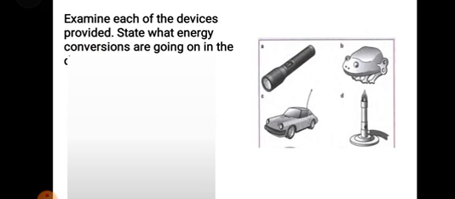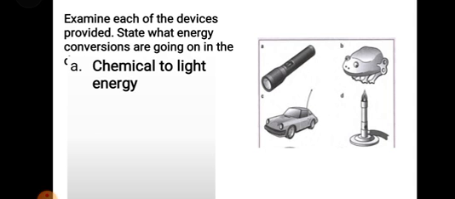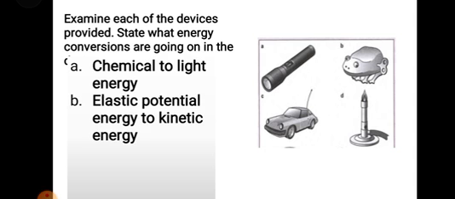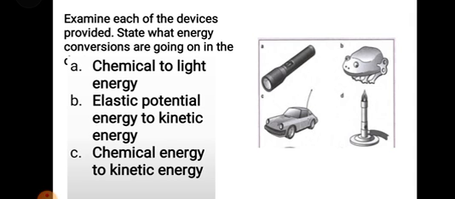Next question. Examine each of the devices shown in the diagram and state what energy conversions are going on. In torch, the chemical energy stored in the battery is converting into light energy. B. The toy. In toy, there is a key, which when we wind the key, the elastic potential energy is stored inside it, and when it unwinds, the toy starts moving, so elastic potential energy converts into the kinetic energy. Next, C part is, in this, chemical energy of a battery is converting into kinetic energy, and in part D, chemical energy of gas is converting into heat and light energy.